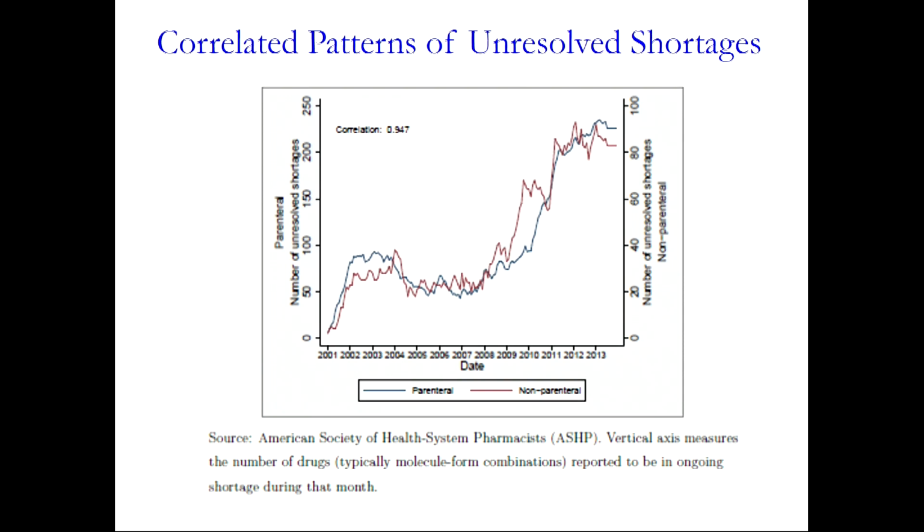But that doesn't mean that there isn't an issue with non-parenteral drugs. This is a graph that takes a look. On the left vertical axis is the number of unresolved shortages for parenteral drugs, and on the right vertical axis is the same for the non-parenteral. What you can see is they're extremely highly correlated. The absolute numbers are quite different. There's typically more parenteral drugs that are in short supply than non-parenteral, but their trends are very, very similar. The correlation coefficient was 0.95.